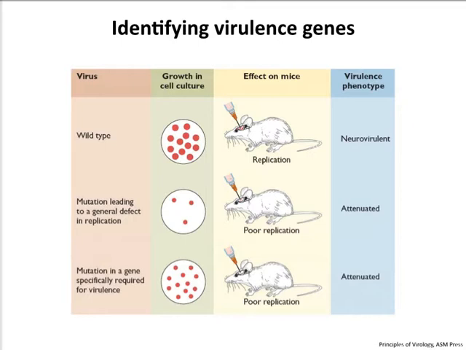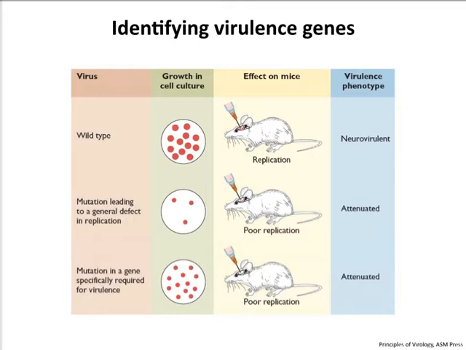Now you can make mutations throughout the virus genome and individually measure their virulence. Now here is an example of a virus with a mutation that leads to a general defect in replication. So in cell culture, it doesn't grow very well. You have small plaques. The titer is lower. You put this into animals, it's attenuated. It doesn't cause much disease, if anything, because replication is clearly needed to cause disease in an animal. I mean, that I think is obvious. In most cases, the virus needs to replicate in the animal to cause disease, to be virulent.